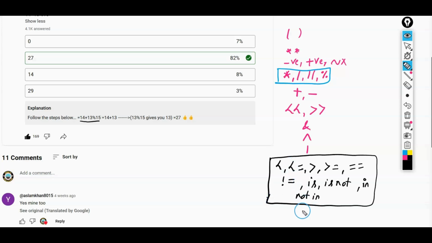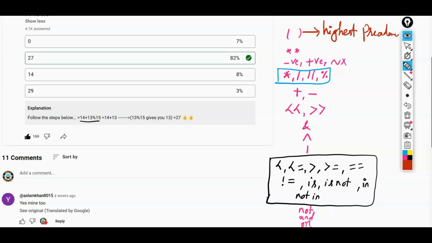After that you have the not operator, then and, then or. Finally, or has the lowest precedence. From top to bottom, you can see the highest precedence belongs to parenthesis. So this has the highest precedence.